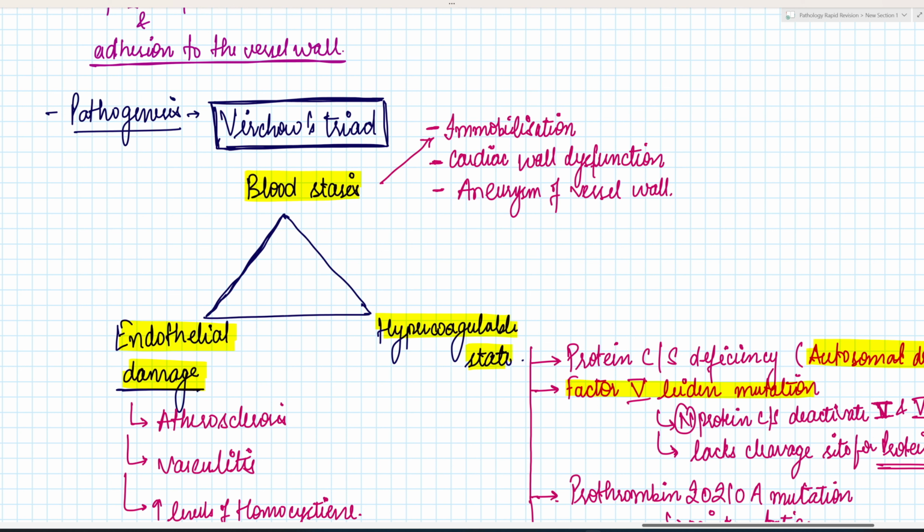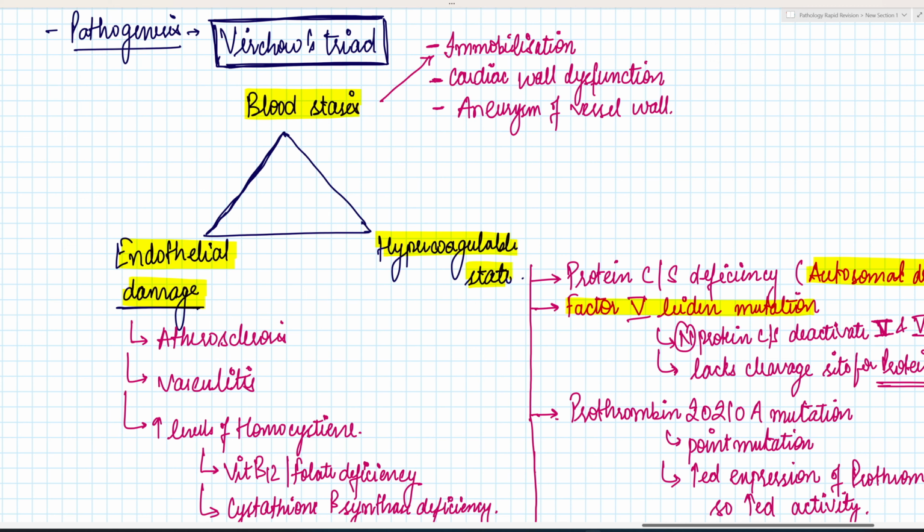So if there is a vessel wall and if it dilates at one point, there will be stasis or turbulent flow of blood, and blood can also be static at that aneurysm, and whenever there is stasis, there will be a tendency to form a thrombus or clot. So these are the three things we need to know in blood stasis. Now we move on to the second one, which is endothelial damage.